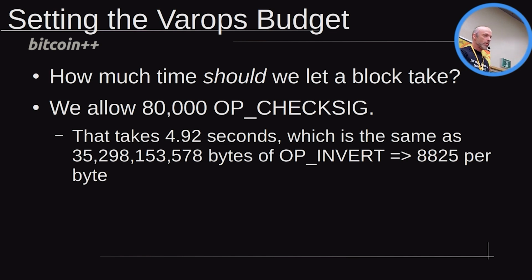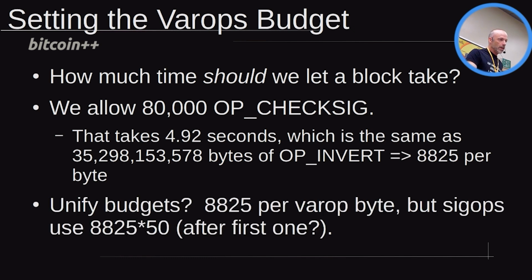And during that time, I could do about, what, 35 gig of OP_INVERTs. And so I blocked all that. Therefore, the answer is 8825. Right? So this is my penciled in number for that multiplication factor. For every byte, you will get 8,825 VOPS budget to play with. But when you think about it, you could have your 80,000 check sigs wasting that much time, and then you could use up your entire VOPS budget and waste that much time as well. Again, doubling your block validation time, right?